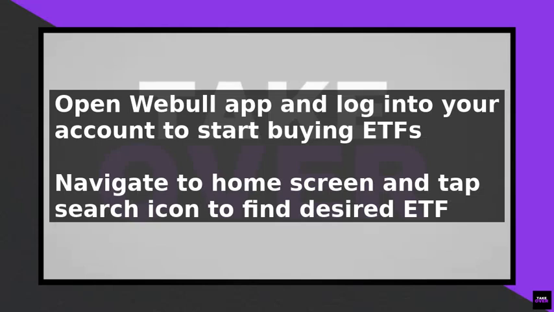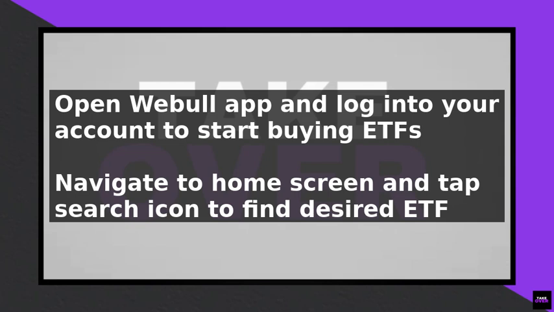To buy an ETF on Webull, start by opening the Webull app and logging into your account. If you do not have an account, you can create one by following the prompts. Once logged in, navigate to the home screen and tap on the search icon.